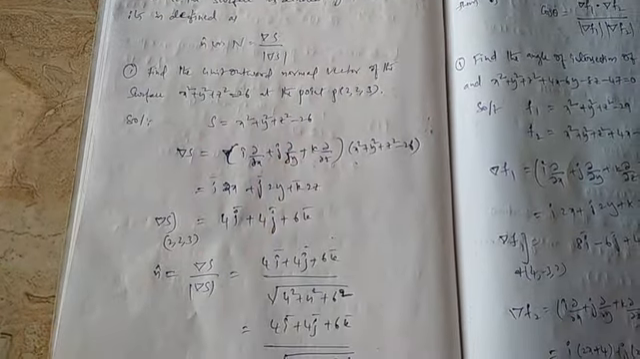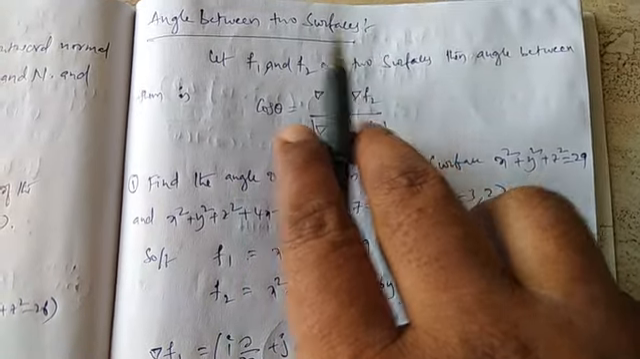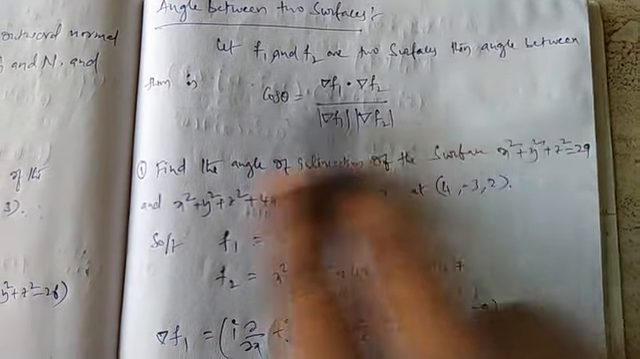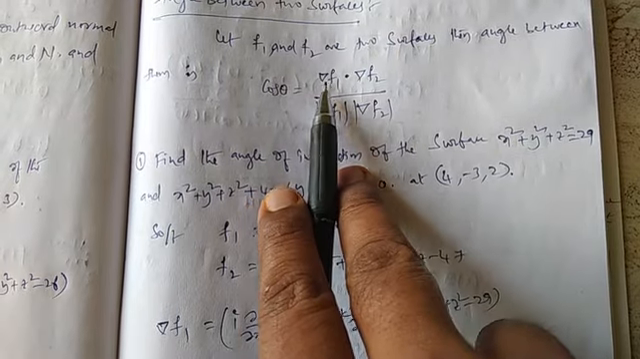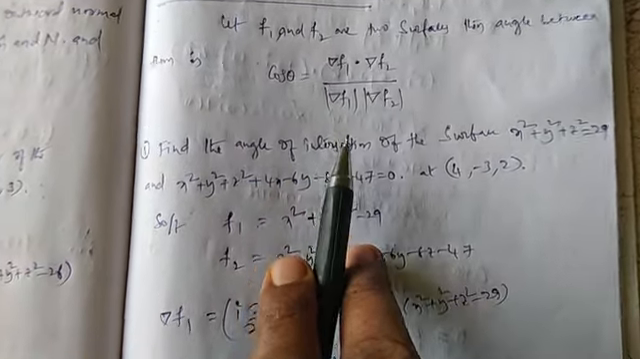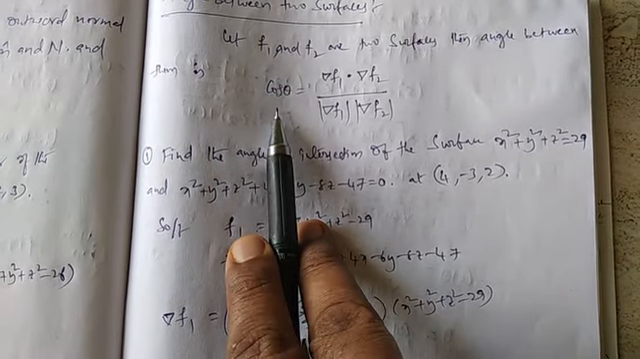Yes. Now next, the angle between two surfaces. Okay. Here let F1 and F2 be two surfaces. The angle between them is cos theta equal to del F1 dot del F2 by mod of del F1 mod of del F2. Actually this formula we already learned in intermediate standard, to find the angle between two vectors.